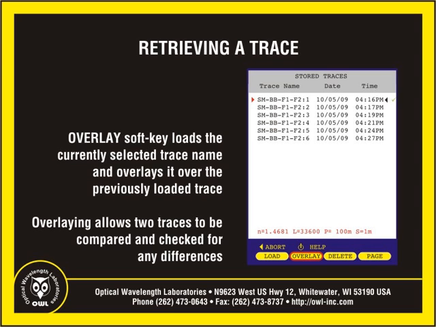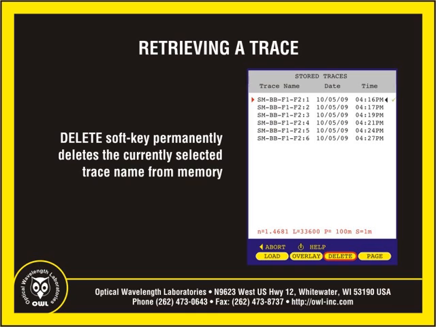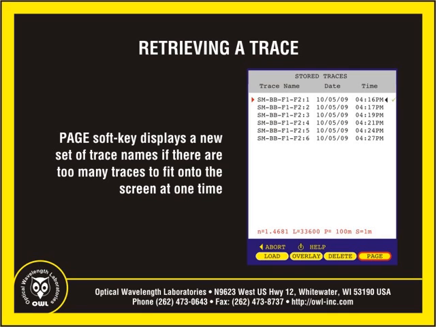The Overlay soft key loads the currently selected trace overlaid onto the currently loaded trace. This enables the user to compare the two loaded traces and check for any differences between the traces. The Delete soft key deletes the currently selected trace from permanent memory. If there are more stored traces than will fit on one page, the Page soft key displays the next set of stored traces.